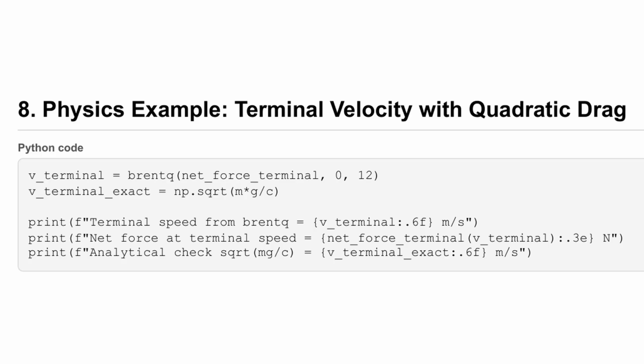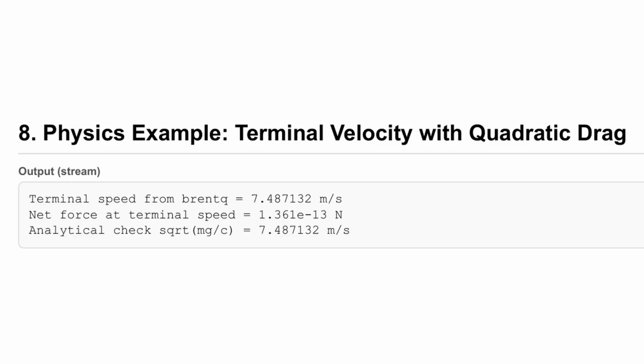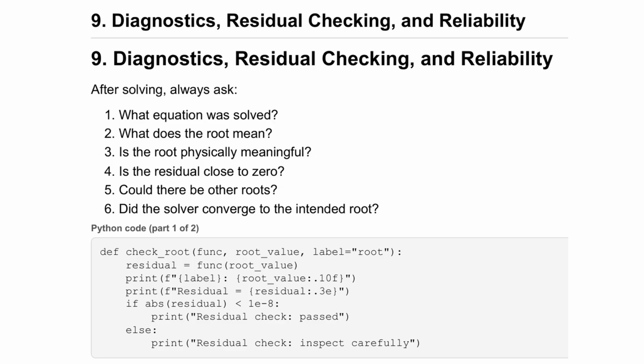Since we have a clear sign change, we use brentq to find the velocity that makes the net force 0. We can also verify this numerically by comparing it to the analytical solution, which is the square root of mg divided by the drag constant c. The results match perfectly at about 7.49 meters per second. The net force at this speed is on the order of 10 to the negative 13, which is essentially 0 given our computational precision. Beyond just getting a number, you need to perform diagnostics.